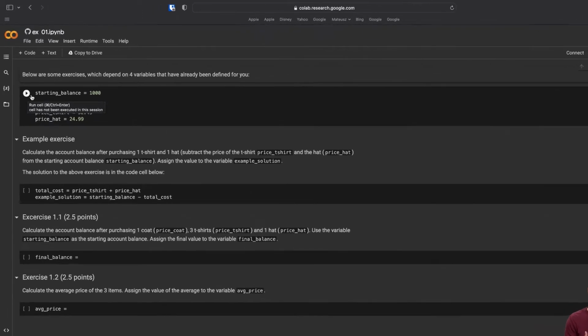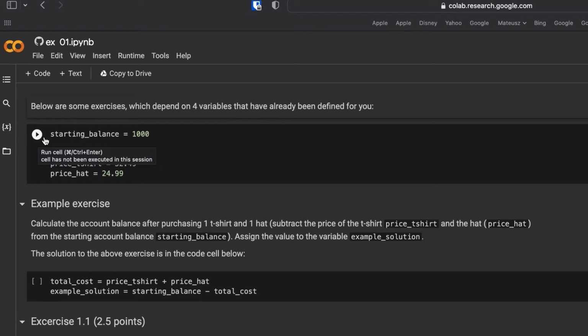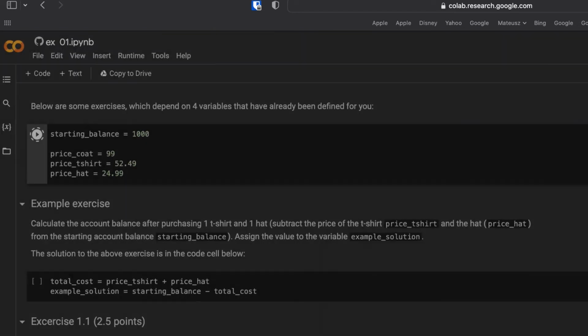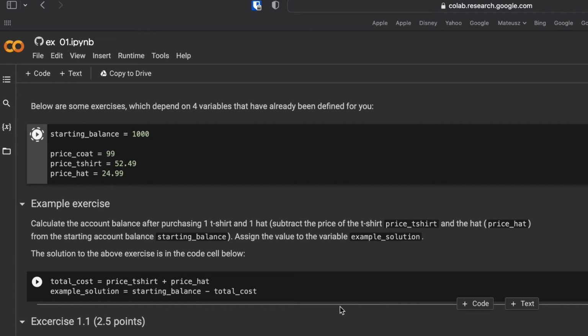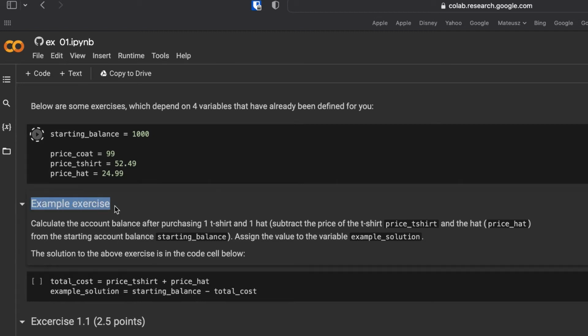Sometimes you won't have to write all of the code in these exercises. You have exactly the same as in notebooks. You have text cells which explain to you what is happening, and you have some code which is sometimes written for you. So for instance, here we can understand from the text that we have 4 variables which have already been created and defined for you. So we have these 4 variables, and let's have a look at an example exercise.